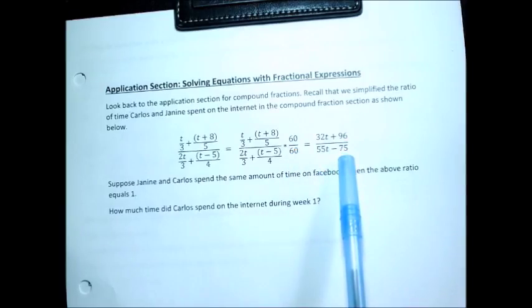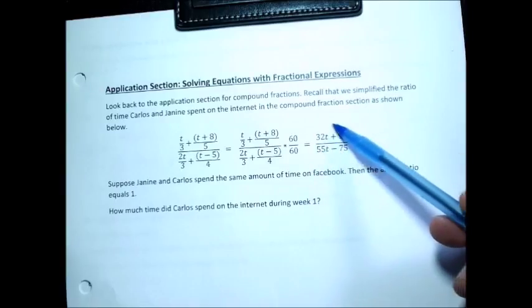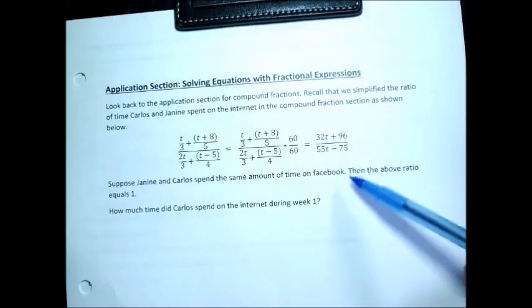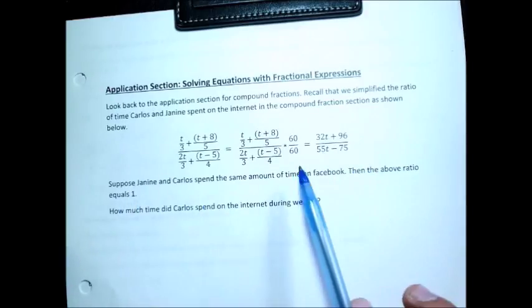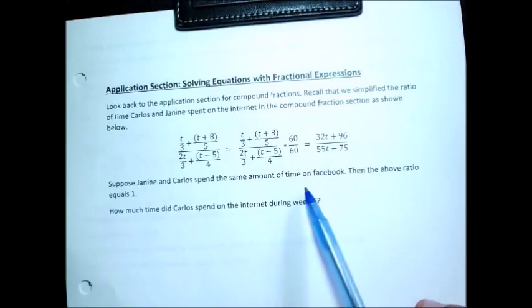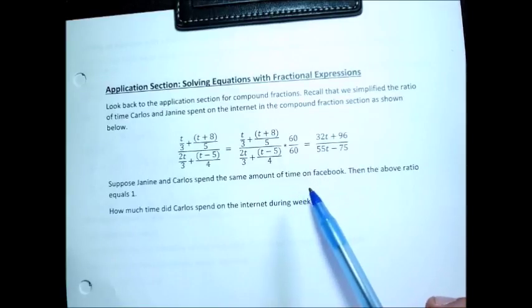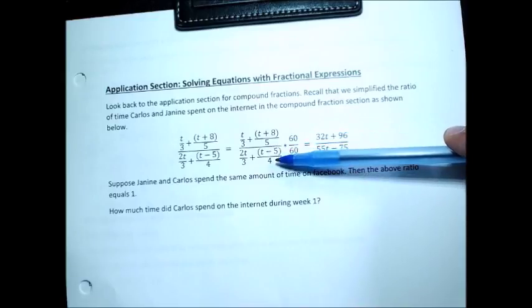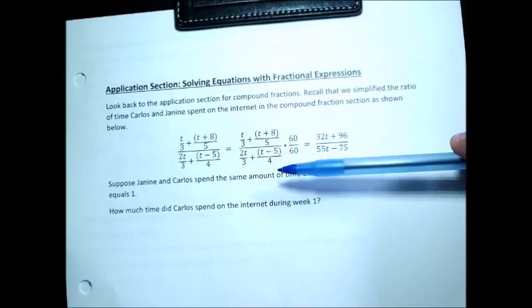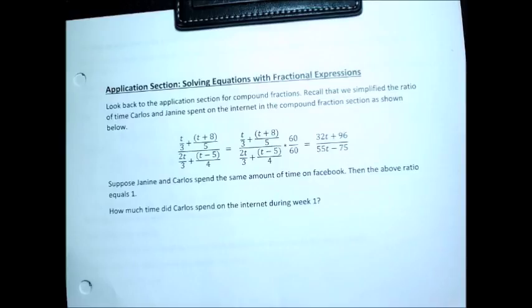So that's what we had done last class, and I want to continue it here, because now let's solve this equation, because this is a fraction, right? And we just learned how to solve fraction equations. And so let's suppose that they spend the same amount of time on Facebook. If the numerator is how much Carlos spends, and the denominator is how much Janine spends, then when we divide those two, it should equal 1 if they spend the same amount of time.